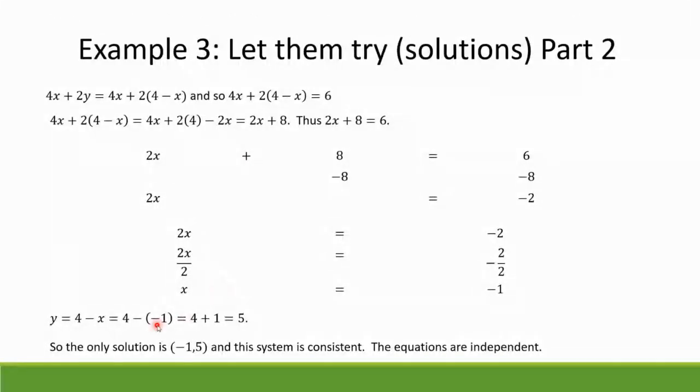So we get 4 minus negative 1. That's what y is equal to. I replace x by negative 1. We get 4 minus negative 1, which is 4 plus 1, which is 5. So the only solution here is negative 1, 5. Using our wonderful vocabulary, we can say that the system is consistent. And since there's only one solution, the equations are independent.